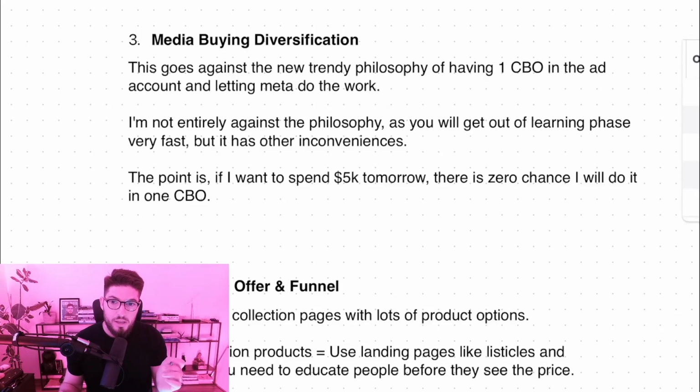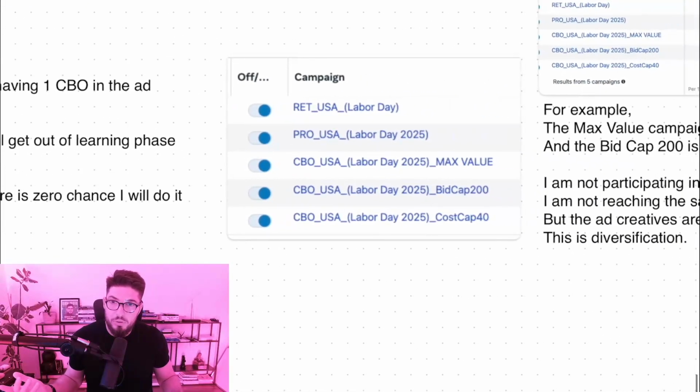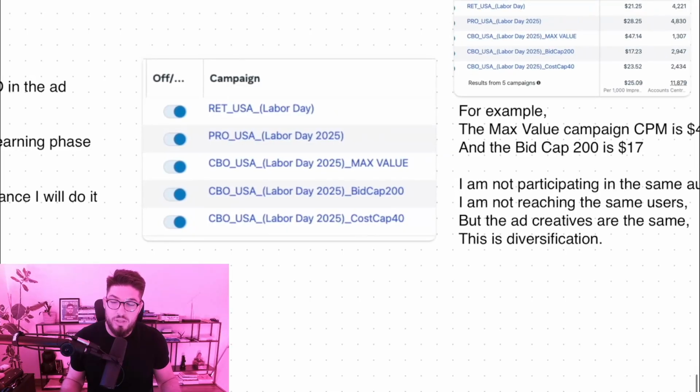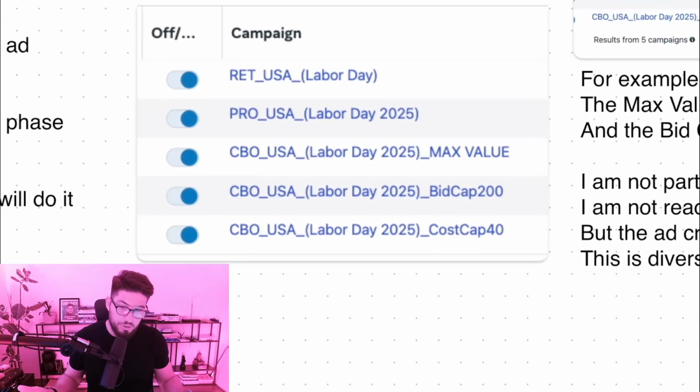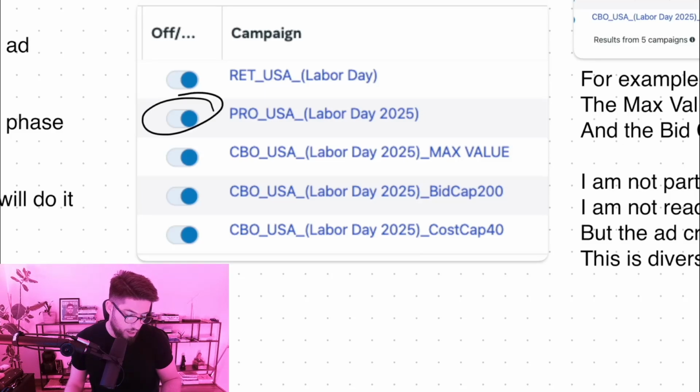So the point here is, if I want to spend 5K tomorrow, there's zero chance that I will do it in just one CBO. I would never do it. I want to diversify my risk, especially my ROAS dancing like crazy. So something that I do as an example is, for example, this is a Labor Day launch that I did. And in this Labor Day launch, you can see that I have a retargeting campaign. I've got an ABO campaign where I'm testing out creatives. And then I've got 3 CBOs.